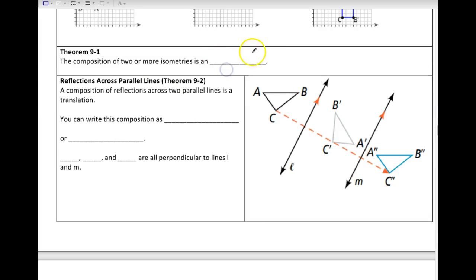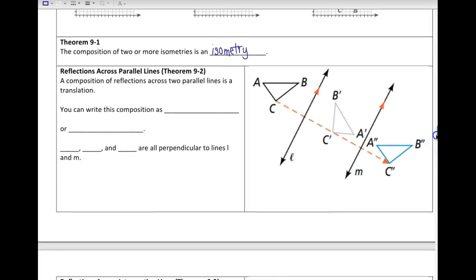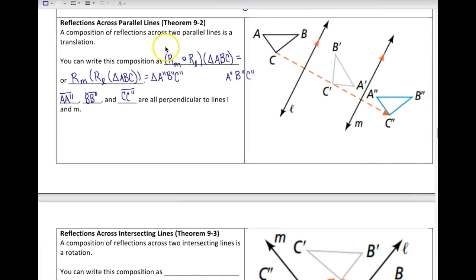The composition of two or more isometries is an isometry. Okay, reflections across parallel lines. A composition of reflections across two parallel lines is a translation.